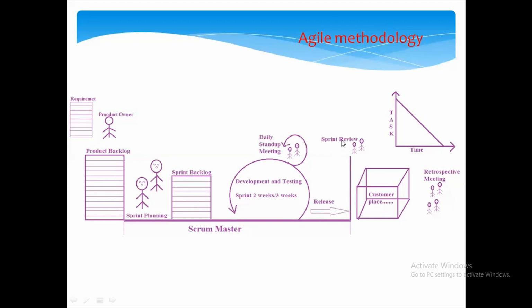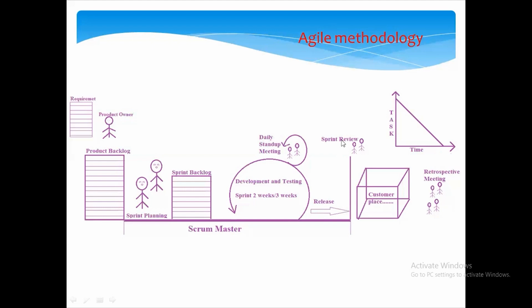From this sprint review, if something is delayed and is not going to be released in this particular sprint, they will move that story or bug to the next sprint. Those kinds of things happen in the sprint review meeting.